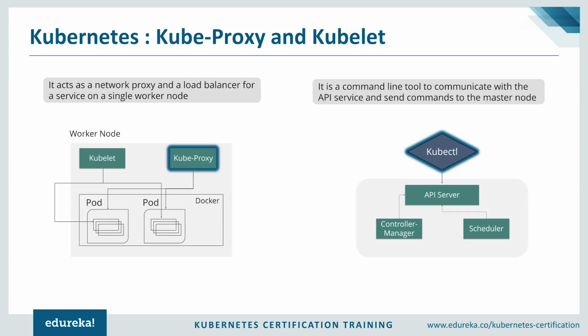Now, the kube proxy runs on each node to deal with the individual host subnetting and ensures that the services are available to external parties. It serves as a network proxy and a load balancer for a service on a single worker node and manages the network routing for TCP and UDP packets. It is the network proxy which runs on each worker node and listens to the API server for each service endpoint creation or deletion. For each service endpoint, kube proxy sets up the route so that you can reach it. So guys, that was about the components of the worker nodes.